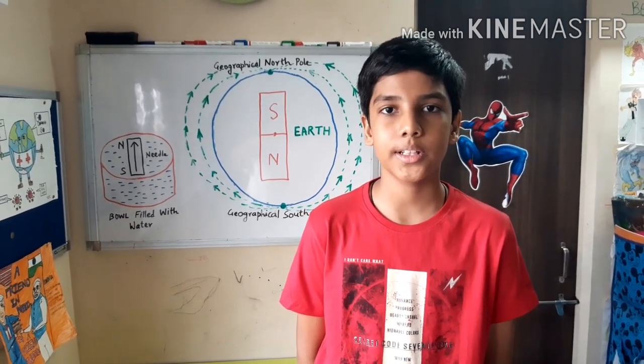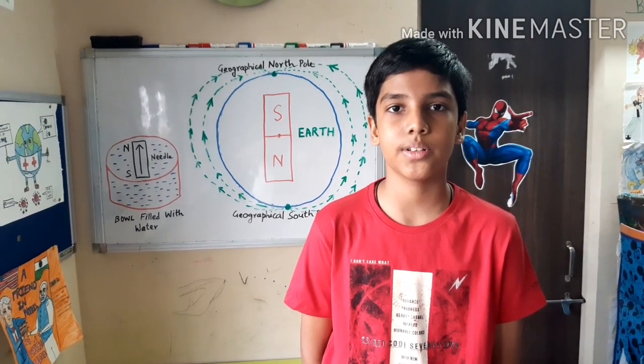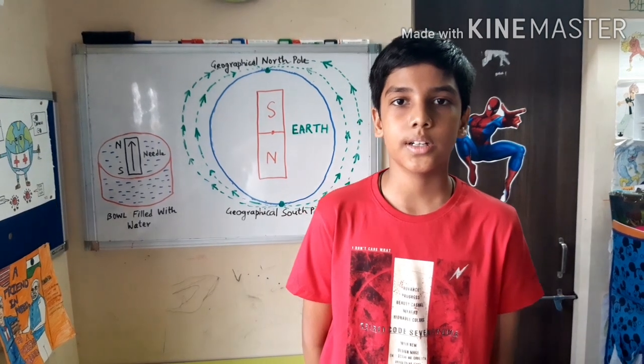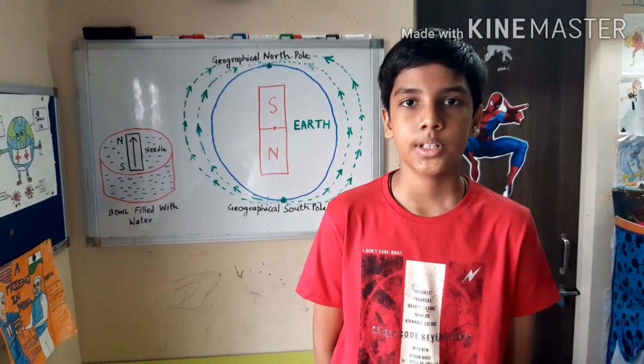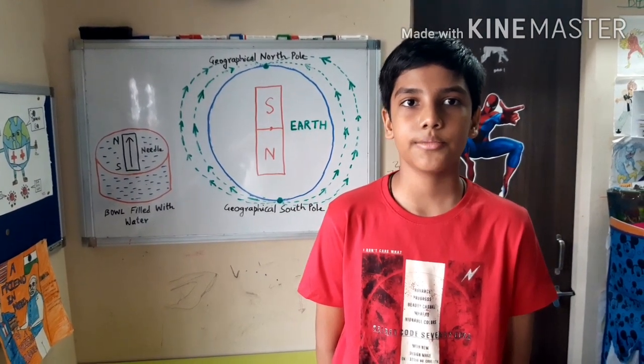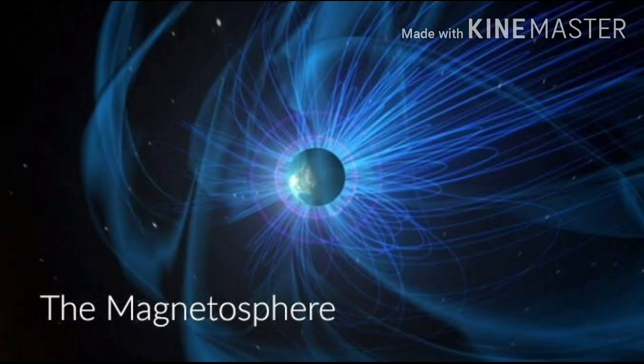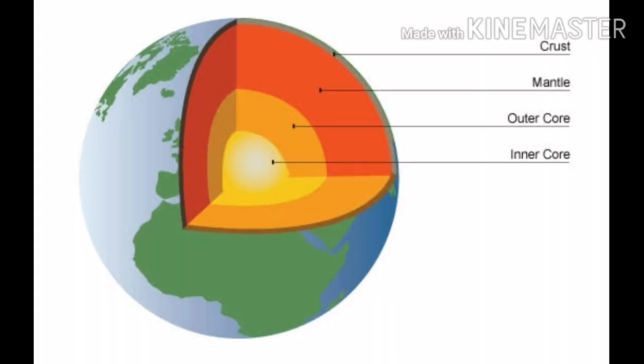Today we will be doing an experiment which will show us the presence of the Earth's magnetic field. Before we start our experiment, let us understand some of the basic concepts related to Earth's magnetic field. Earth can be thought of as one big magnet whose magnetic field stretches thousands of kilometers out into space, which is called magnetosphere. These images represent Earth's magnetic field and the magnetosphere.